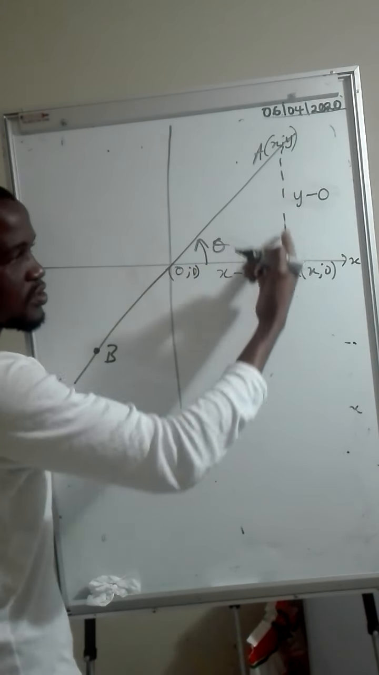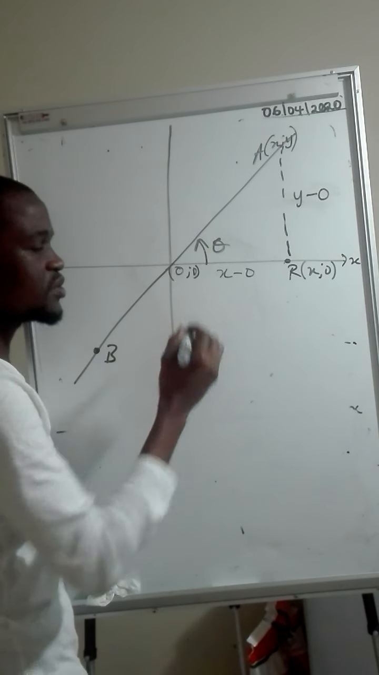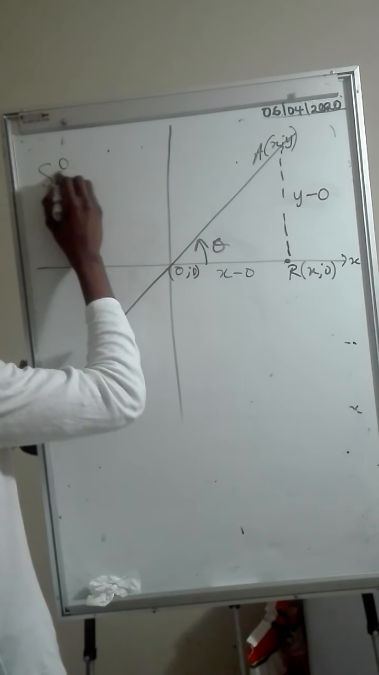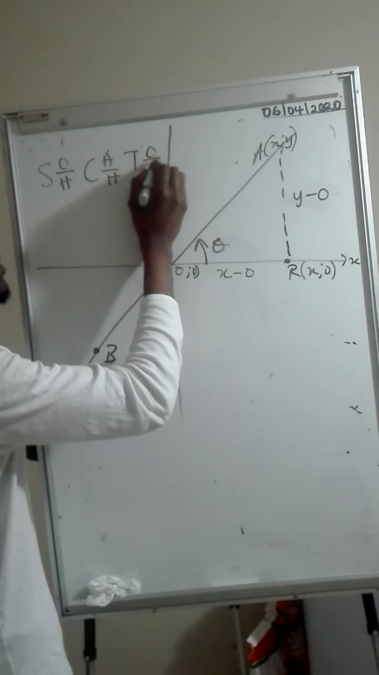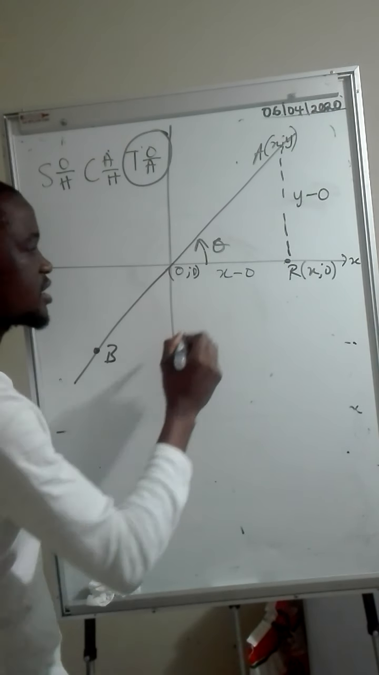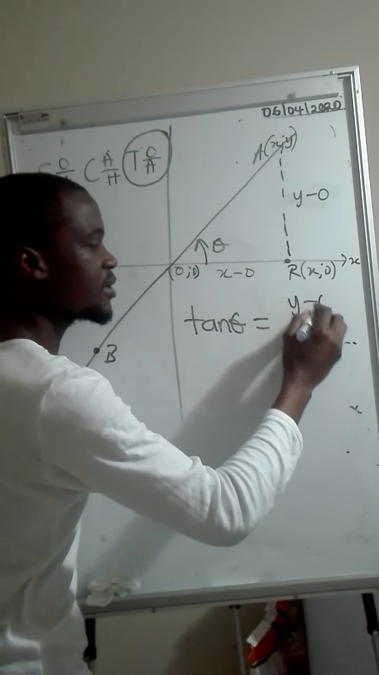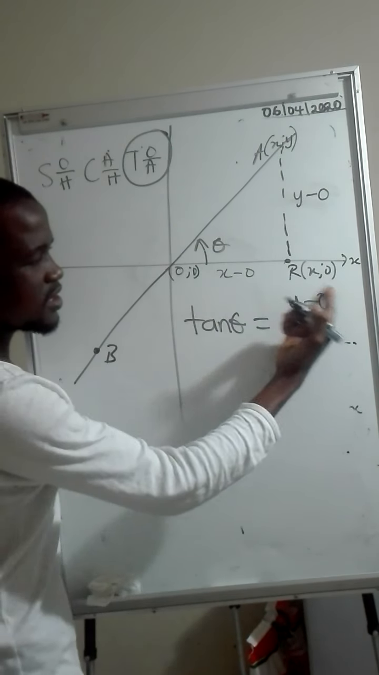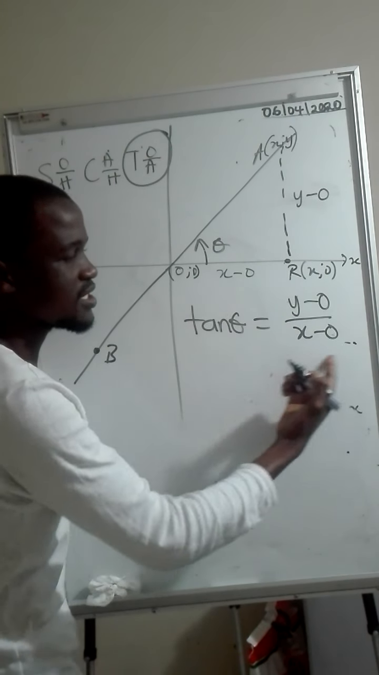So if you have the opposite and the adjacent of theta, we can use our trig ratio. TOA. Remember TOA, SOH CAH TOA. So we'll use this one. TOA: opposite over adjacent. So you all agree that tan theta will be y minus 0 over x minus 0. Opposite over adjacent. You can see it's like we're calculating our gradient: changing y over changing x.